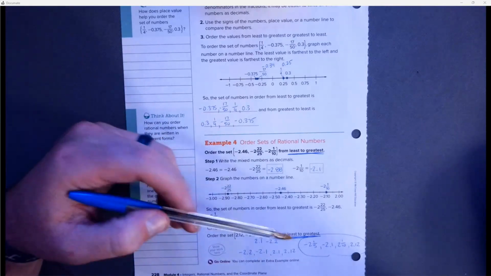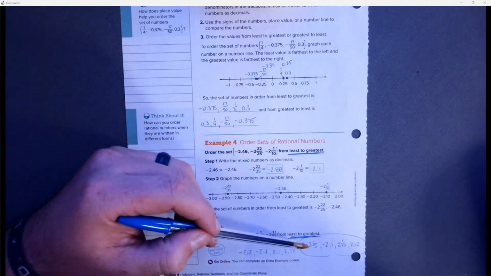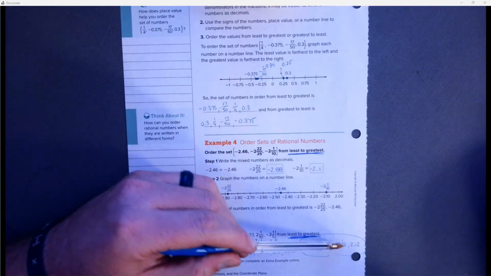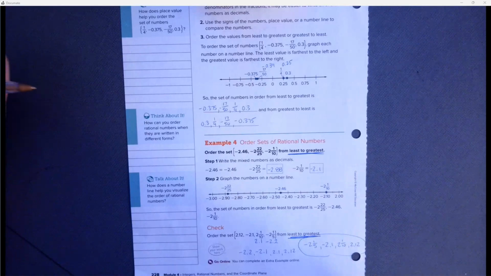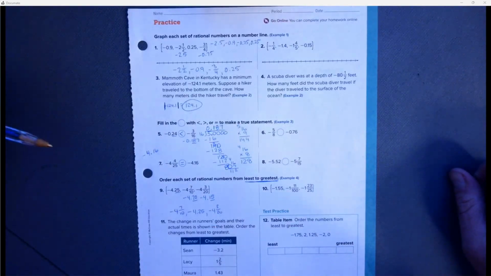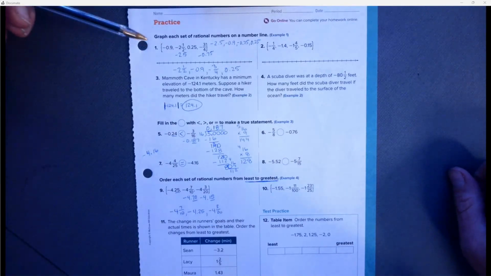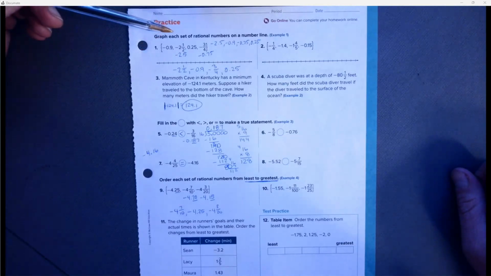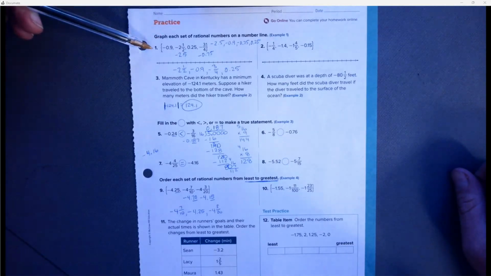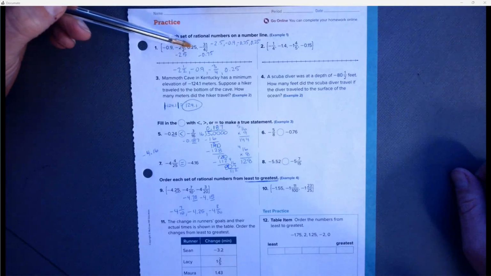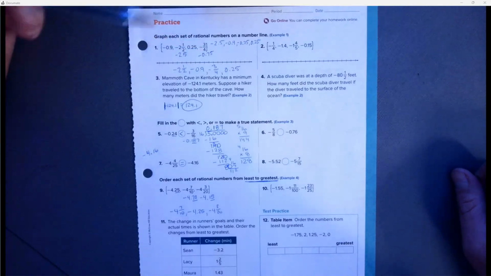So from least to greatest, writing them back in their original form, negative 2 and 1/5, negative 2.1, 2 and 1/10, and 2.12. Now let's work through some practice problems on page 231. Our first set of problems wants us to graph each set of rational numbers on a number line. Number 1, negative 0.9, negative 2.5, 0.25, and negative 3/4.